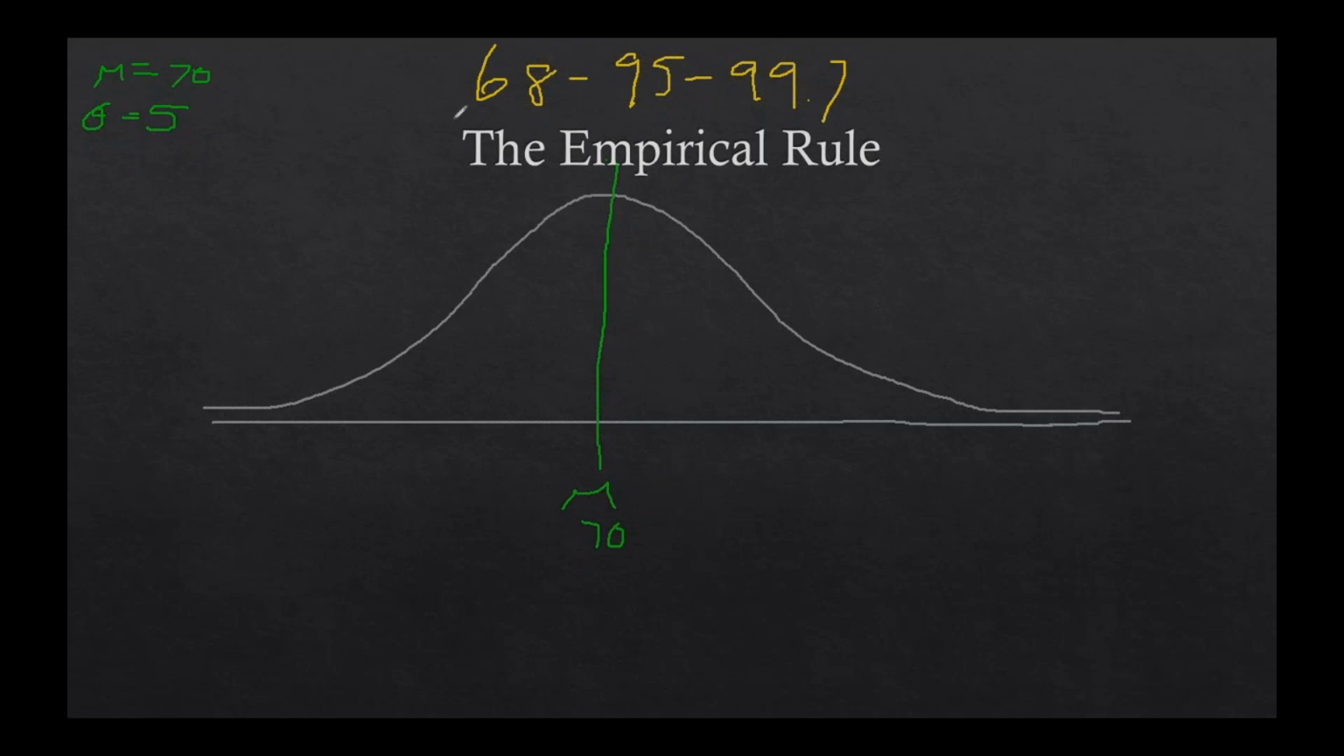According to the empirical rule, 68% of our data will fall within one standard deviation of the mean. So if I go one standard deviation on either side, that's 68% of our data. If I go to the right, think of this as a number line. If I go to the right, I'm going to add a standard deviation. Well, the standard deviation is 5, so what would my value be one step to the right of the mean?